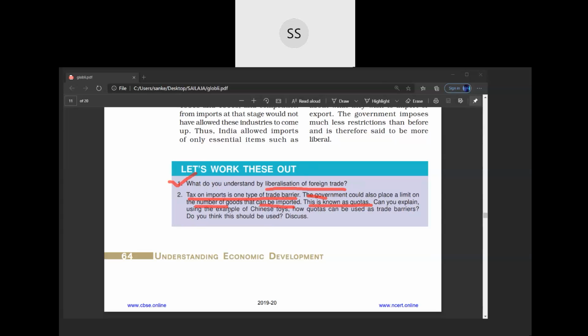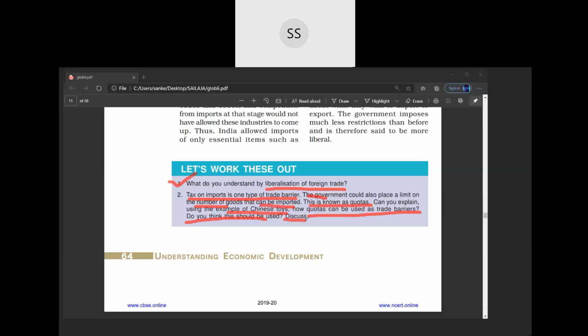Can you explain, using the example of Chinese toys, how quotas can be used as trade barriers? You have to use the example of Chinese toys and tell how the government can use these quotas. Do you think this should be used? Discuss. If you see the Chinese toys, there was no quota fixed by the government. There was free trade. That is why many Chinese toys came to India. When many Chinese toys came to India, what happened? Our producers went into great loss. If this has to be stopped, then the government can fix a quota. That means only a limited amount of toys will come to India from China.